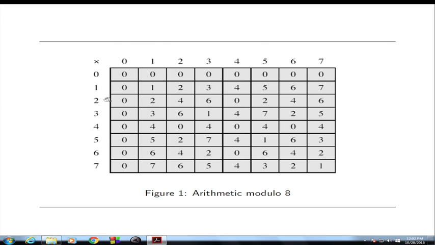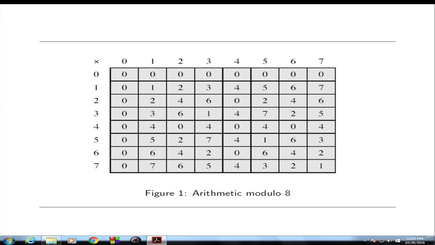2 into 1 is 2, 2 into 2 is 4, but 2 into 4 is 8, and 8 mod 8 is 0. So, 2 into 5 is basically 10, and 10 mod 8 is 2. So, that is why it is like this. Similarly, we can verify the others. Suppose A is 4 and B is say 5. So, A into B is basically 20 mod 8, which is 4. So, this is the table where we are performing this multiplication operation on Z8.